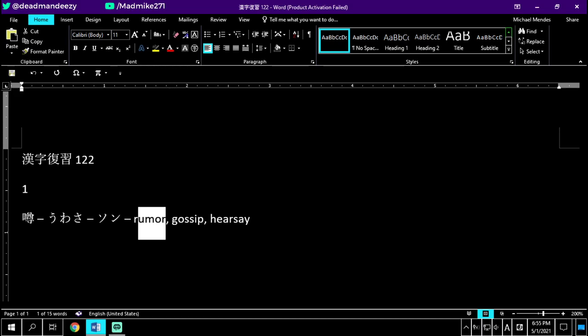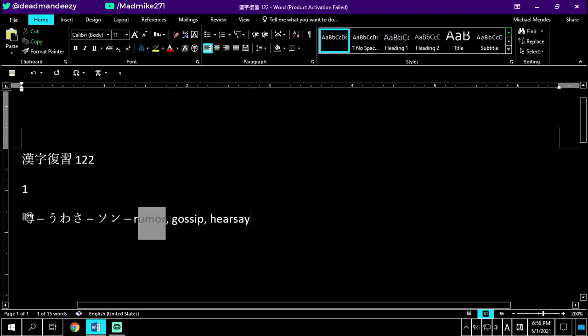While I'm reciting these out to myself, I'm writing them down 10 times, and I strongly suggest everyone else does too. That's why I leave these gaps in. It's not just a flat lesson of me telling you what it is. Uwasa or son. Rumor, gossip, or hearsay.